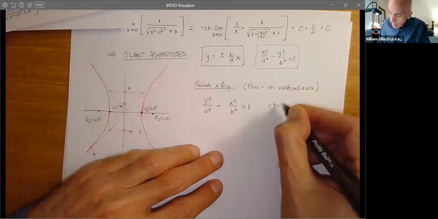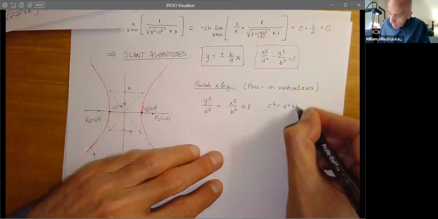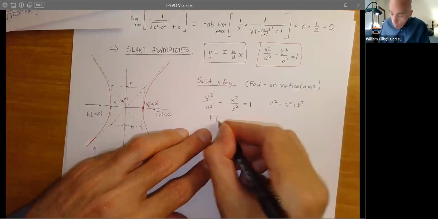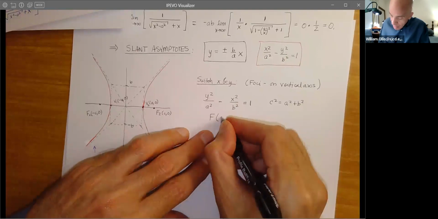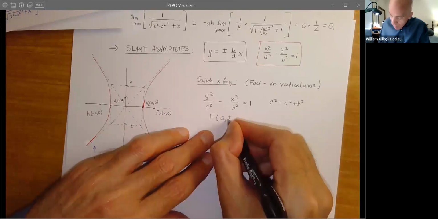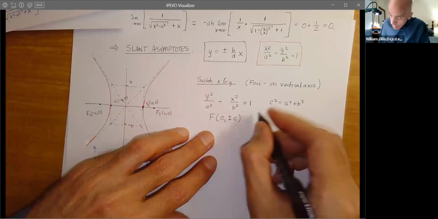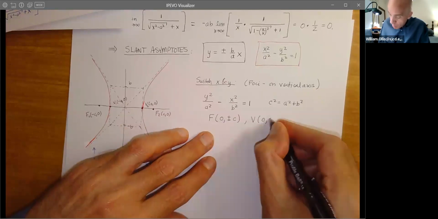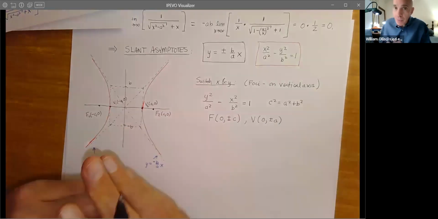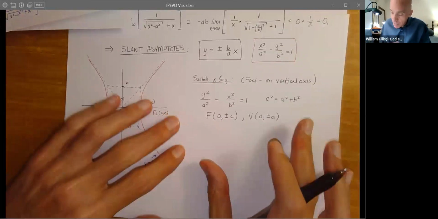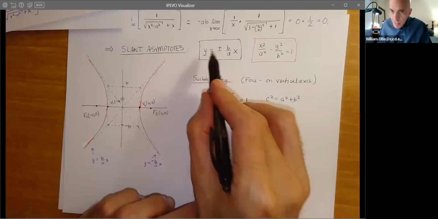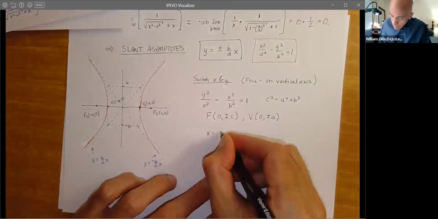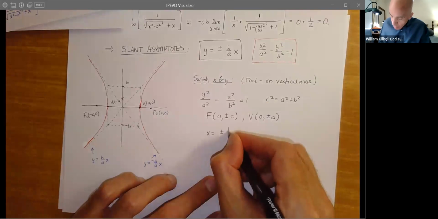c squared equals a squared plus b squared. And now the foci are on the y-axis. So we say, I'll do the shorthand, (0, plus or minus c). And then the vertices will be on the vertical axis, or y-axis. We have (0, plus or minus a), okay? Just like we did before with the ellipse. And now the x's and the y's flip. So we get x equals plus or minus b over a y.